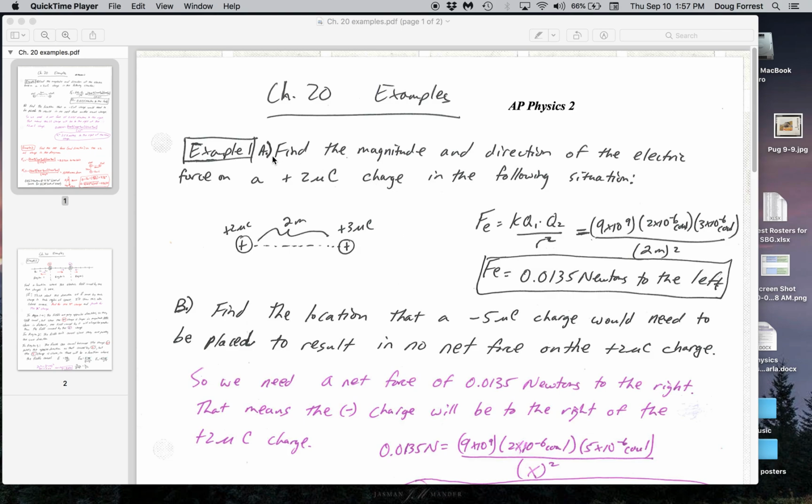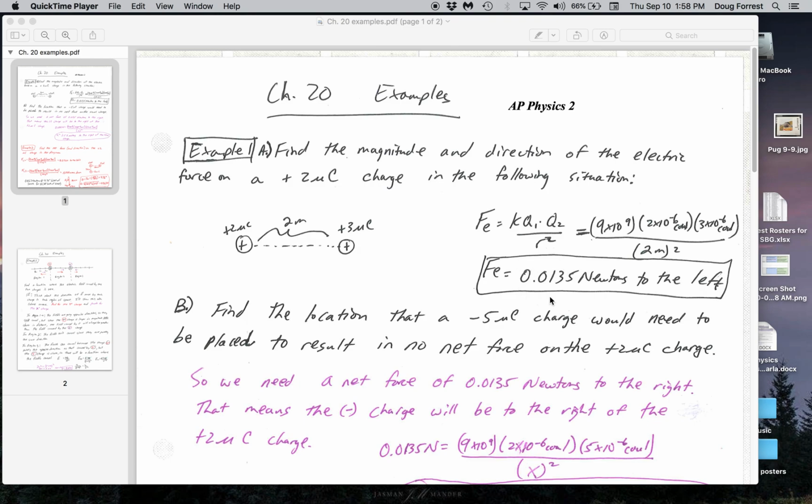So, example 1: find the magnitude and direction of the electric force on a plus 2 microcoulomb, that's 2 times 10 to the negative 6 coulomb charge, in the following situation. You've got the 2 microcoulomb one here, you've got a positive 3 microcoulomb one here, they're 2 meters apart. So this is the simplest application I could think of for Coulomb's law. So K times charge 1 times charge 2 over the distance squared.